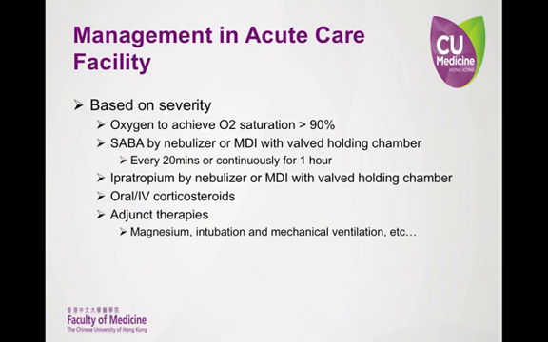Upon arrival in the A&E, management will then be based on severity. The first goal is to provide oxygen to achieve an O2 saturation of greater than 90%. Also, a short-acting beta-2 agonist and ipratropium will be provided, usually via nebulization, every 20 minutes. A course of oral or IV corticosteroids may be initiated, and occasionally some adjunctive therapies will be done, including magnesium as a smooth muscle relaxant or intubation and mechanical ventilation for optimal control of the airway.